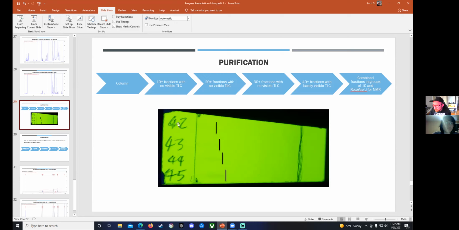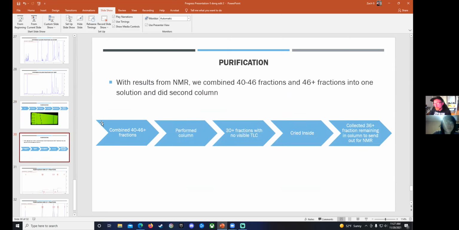And thankfully, one thing that I thought was a huge positive is that as we went higher here, 42 and then fraction 43 and 44 and 45, those peaks were actually getting higher, which was a good thing. That indicated to us that potentially that is where our sample was. It just took a long time for us to actually get it through our column. So we combined our fractional groups in groups of 10 and rotovapped it and sent it to NMR.